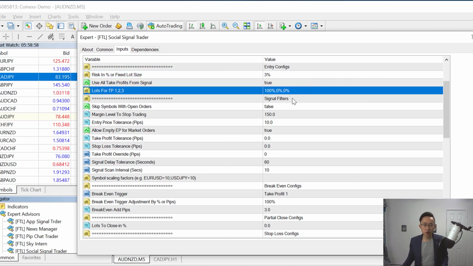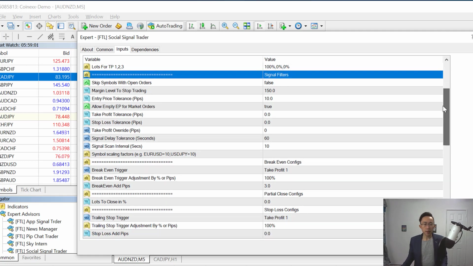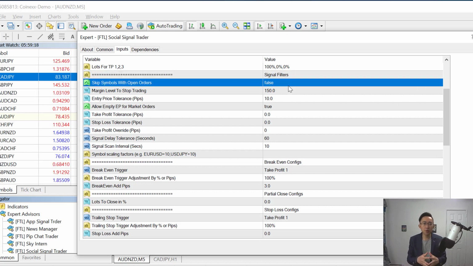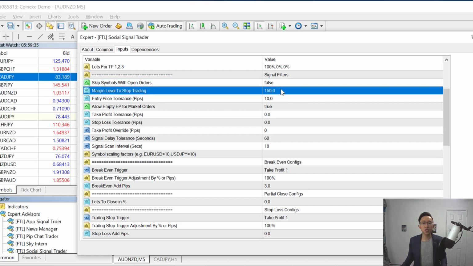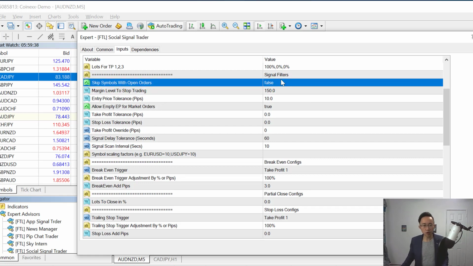Let's move on to signal filters, because sometimes some of the signals are outdated or late, so you want to set a criteria so that you're protected. You don't want to trade late signals, get in, and lose the trade. This setting allows you to skip any signals that you already have open orders with. If you already have an open trade in EURUSD and you receive a new signal in EURUSD, if you set it to true, it will skip it. If you set it to false, it will take whatever signals come in. By default it's going to be false.